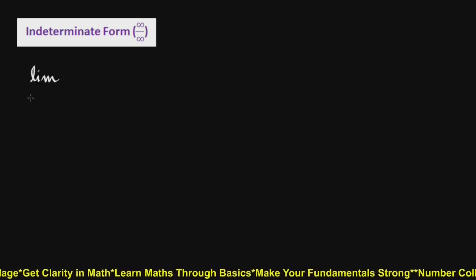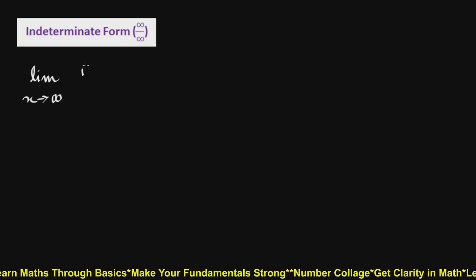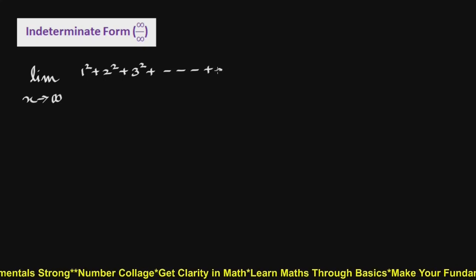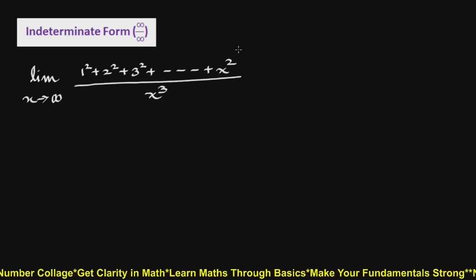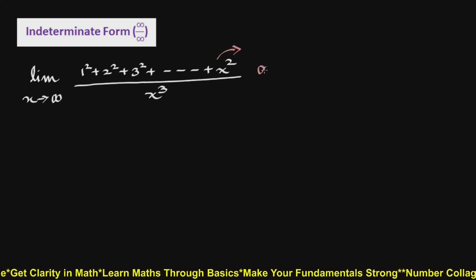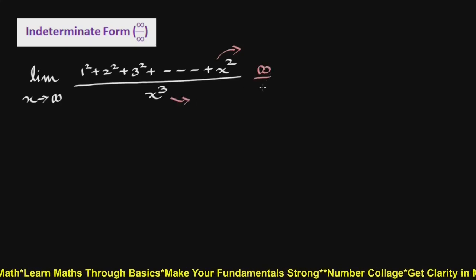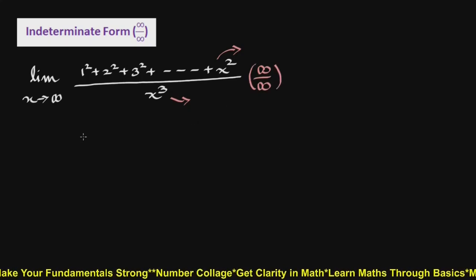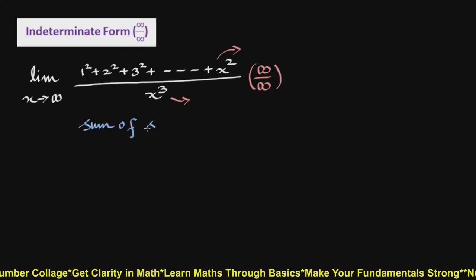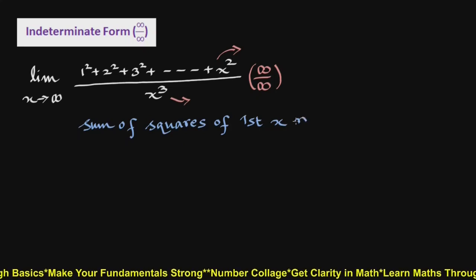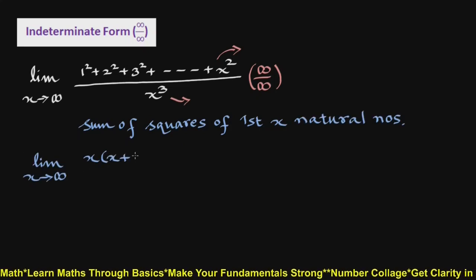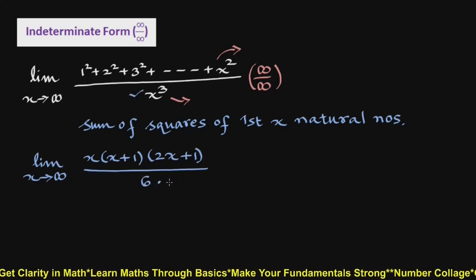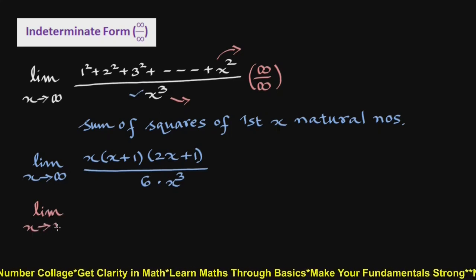Evaluate limit as x tends to infinity of 1 square plus 2 square plus 3 square plus so on and so forth plus x square upon x cube. As x tends to infinity, numerator tends to infinity and denominator also tends to infinity. So this is infinity upon infinity indeterminate form. In the numerator there is sum of squares of first x natural numbers, which will be x into x plus 1 into 2x plus 1 upon 6, into this x cube. Limit as x tends to infinity.